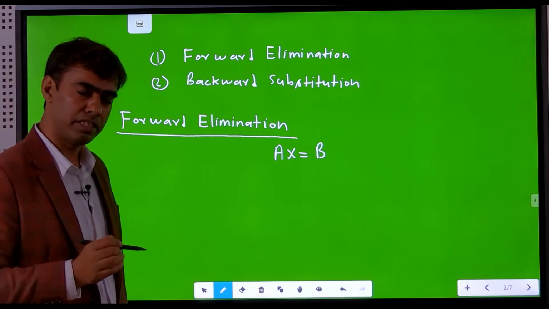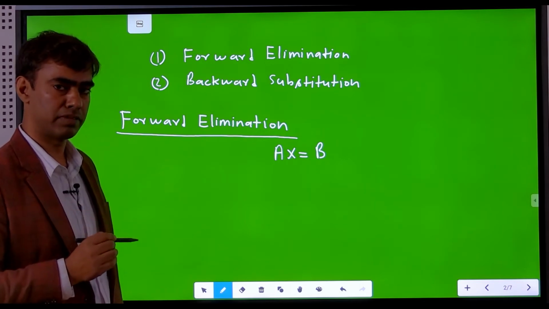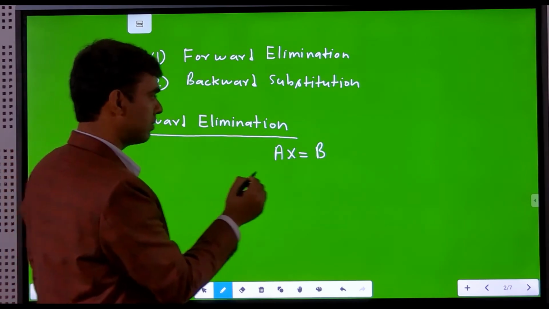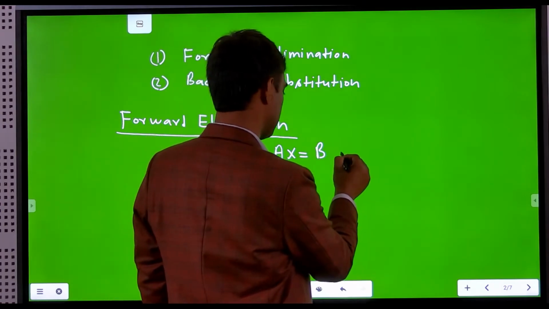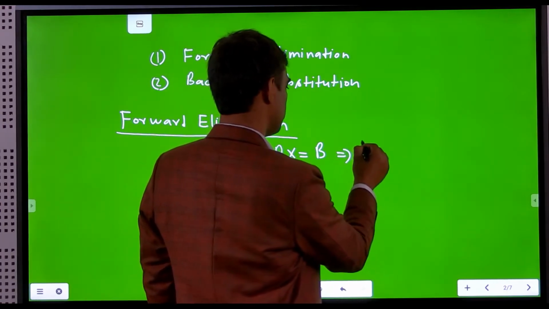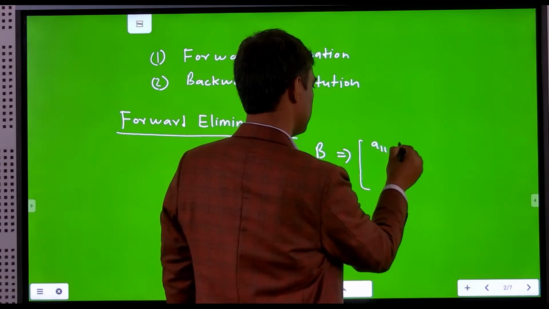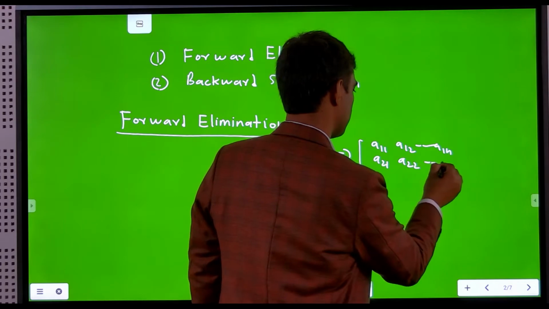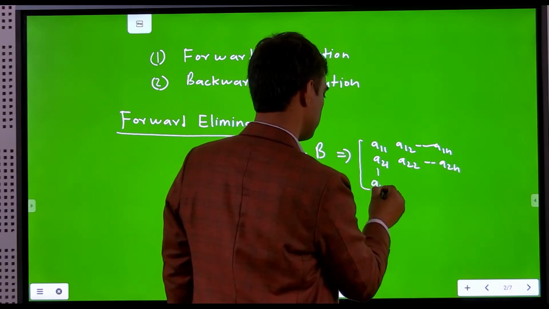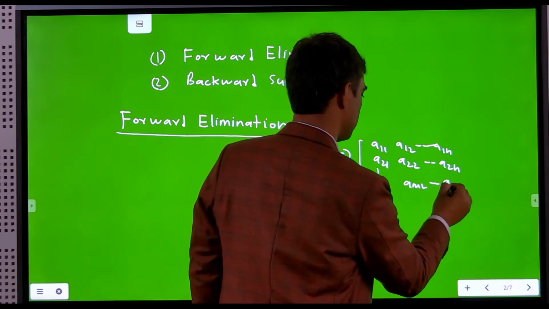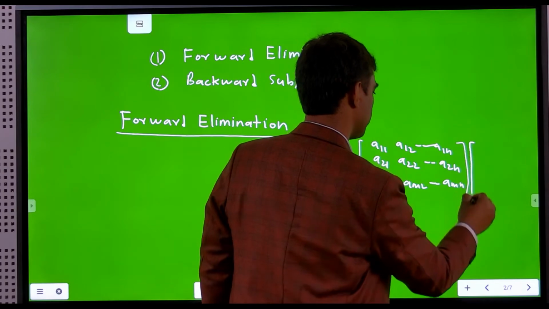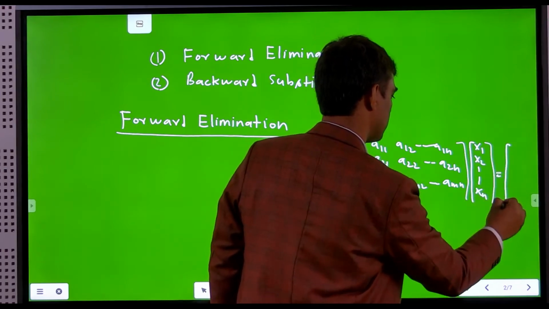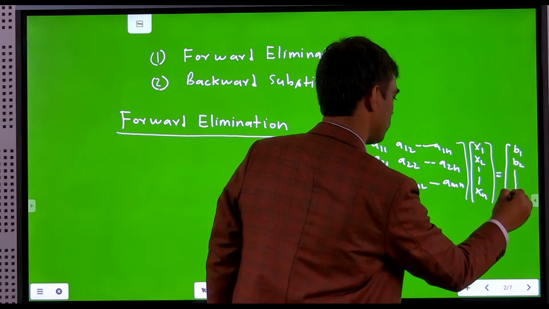So, from the given system of linear equations, first we write the matrix form of the system, then we write the augmented matrix. What is the augmented matrix? If we write the expanded form of the matrix form of the system, it may be written as a11, a12 up to a1n, a21, a22 up to a2n, similarly am1, am2 up to amn, times x1, x2 up to xn, equal to b1, b2 up to bm.